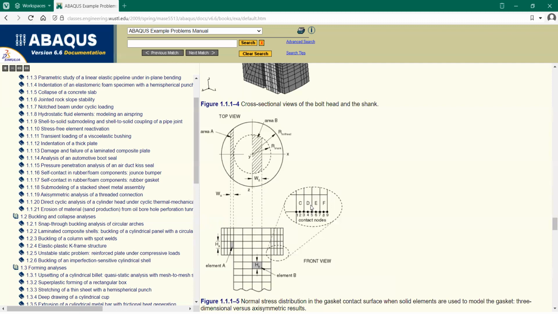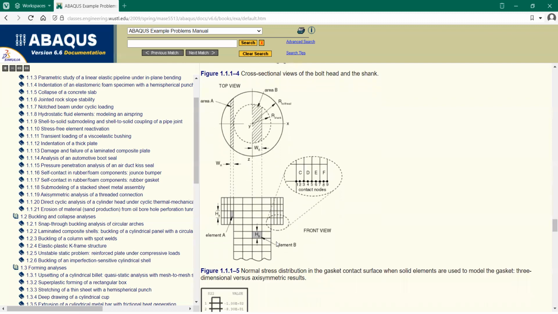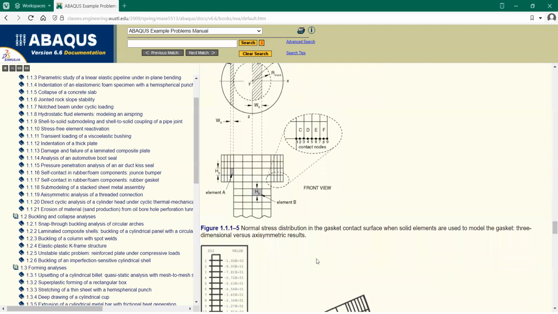So what kind of element is this? Is it a quadratic element or a linear element? Can you have nodes at the midpoint called mid nodes? These are contact nodes, and you have element B, which is much bigger, whereas element A is a smaller one.